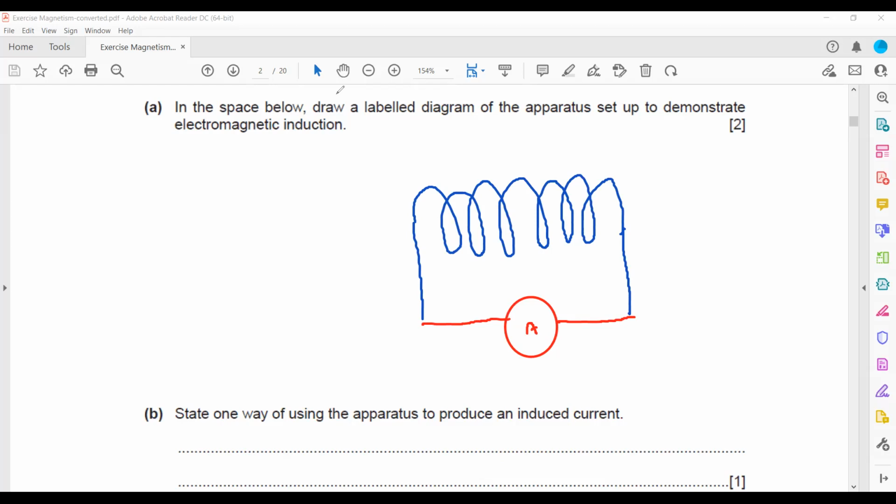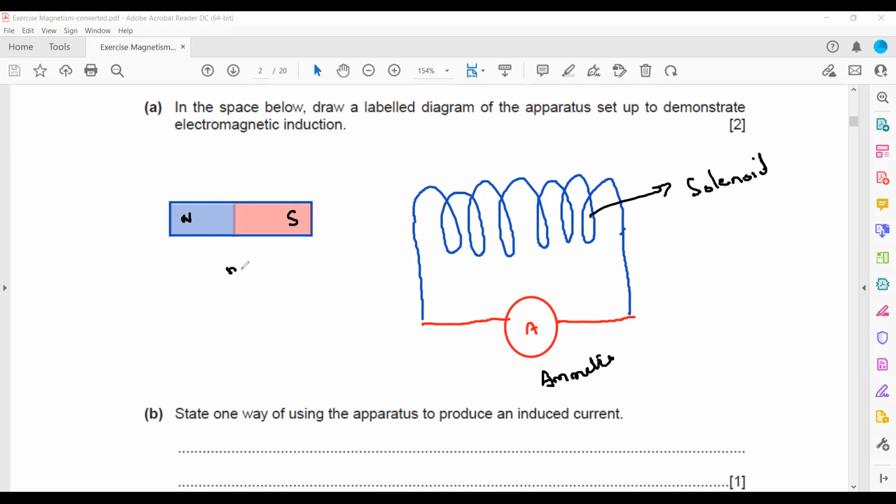And then a magnet should be there. Any pole can be facing, like it can be a north pole facing or a south pole. As it did not mention, you can select any of the poles. So one side will be south, another side will be north. So this is a south pole and this one is a north pole. Then we have to label it, so we mention that this circular wire is called a solenoid. This is an ammeter. Here is a magnet, and these are the connecting wires.